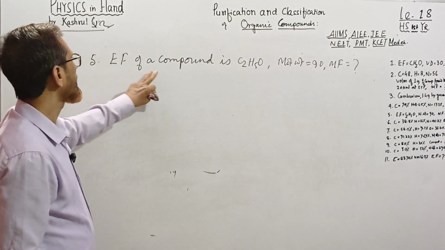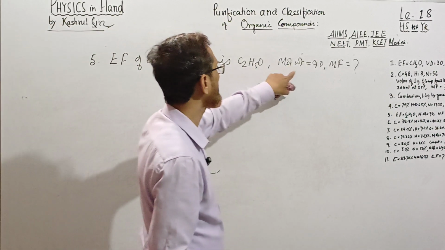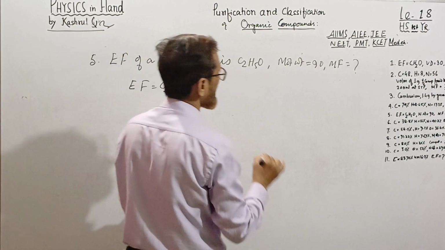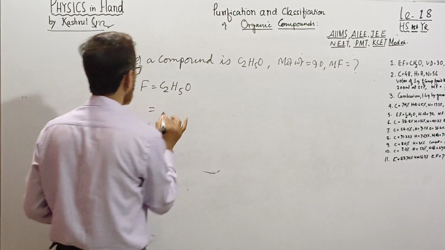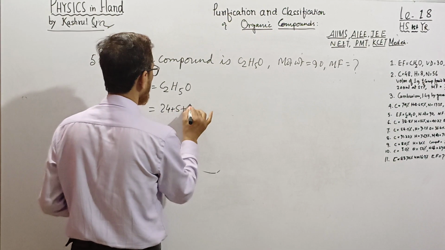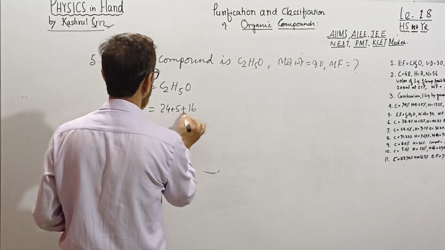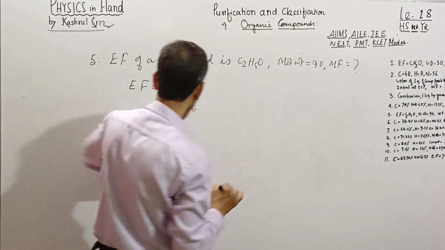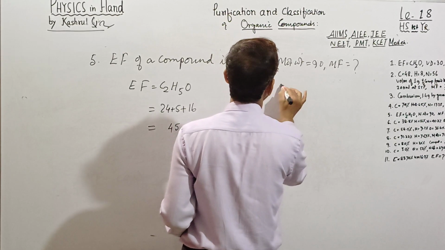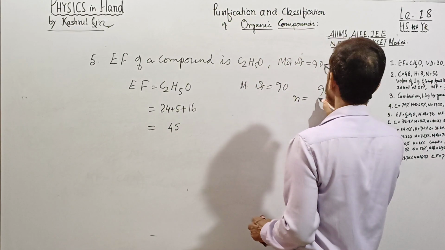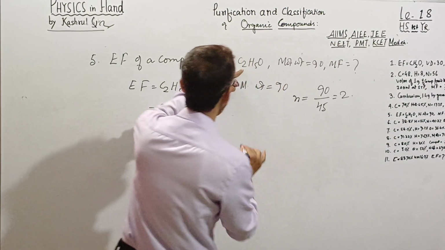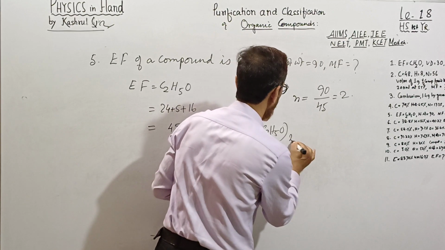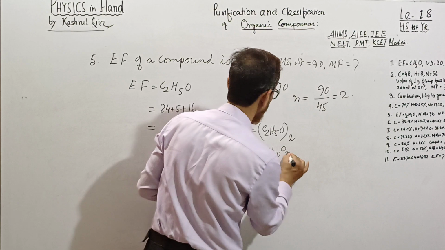Again, the question is, the empirical formula of a compound is found to be C2H5O and the molecular weight of this compound is 90. What is the molecular formula? Empirical formula is C2H5O, and the empirical formula mass is 24 plus 5 plus 16. Molecular weight is 90. Now N is equal to molecular weight divided by this, which is equal to 2. So the molecular formula is equal to empirical formula times N, that is C4H10O2.